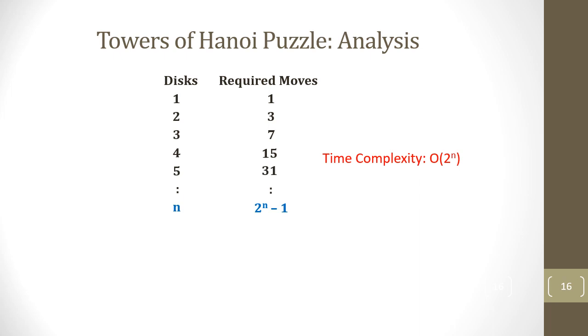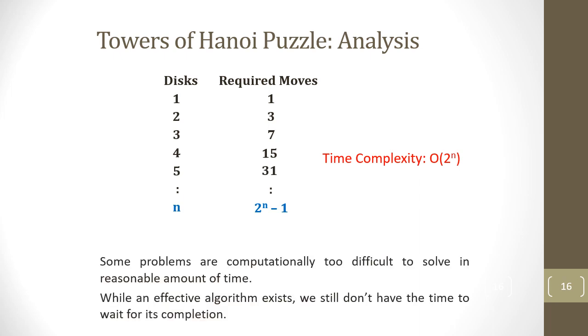So through this problem, we learned how to develop a recursive algorithm, how to derive a recurrence equation, and how to get the time complexity. But in this case, we are just looking at the pattern and coming up with the time complexity. In future lectures, we will see how we can solve these recurrence equations to get the time complexity. Some problems are computationally too difficult to solve in a reasonable amount of time. So while an effective algorithm exists, we still don't have the time to wait for its completion, as we can see in this case.